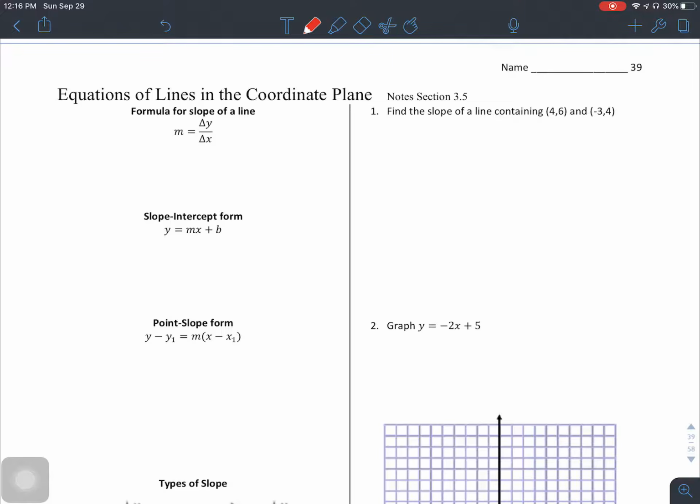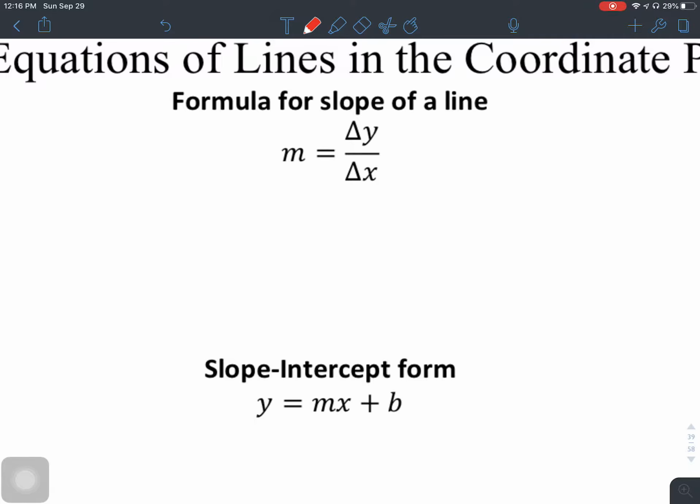It's Geometry Notes, Section 3.5, Equations of Lines in the Coordinate Plane. First thing we have is the slope of a line formula. This is lowercase m equals delta y over delta x. Delta means subtract. It means difference of y's over difference of x's.